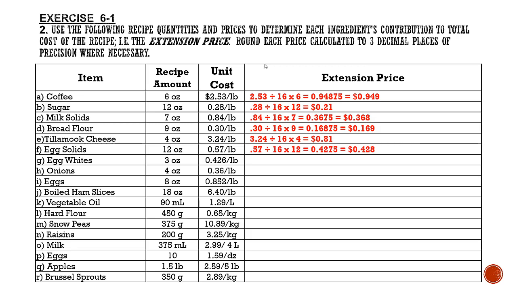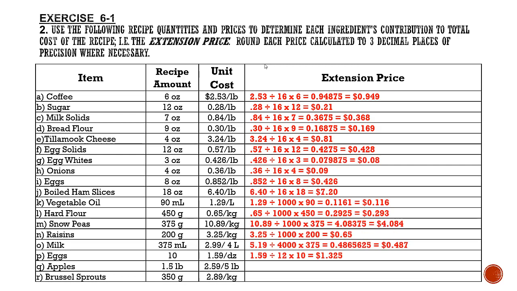Let's take a look at the egg solids, 57 cents a pound. We need 12 ounces. 57 cents divided by 16 will give us whatever 1 ounce costs. We'll then multiply that 1 ounce cost by the 12 ounces the recipe is looking for, and we get a rounded answer of $0.428 for those 12 ounces.